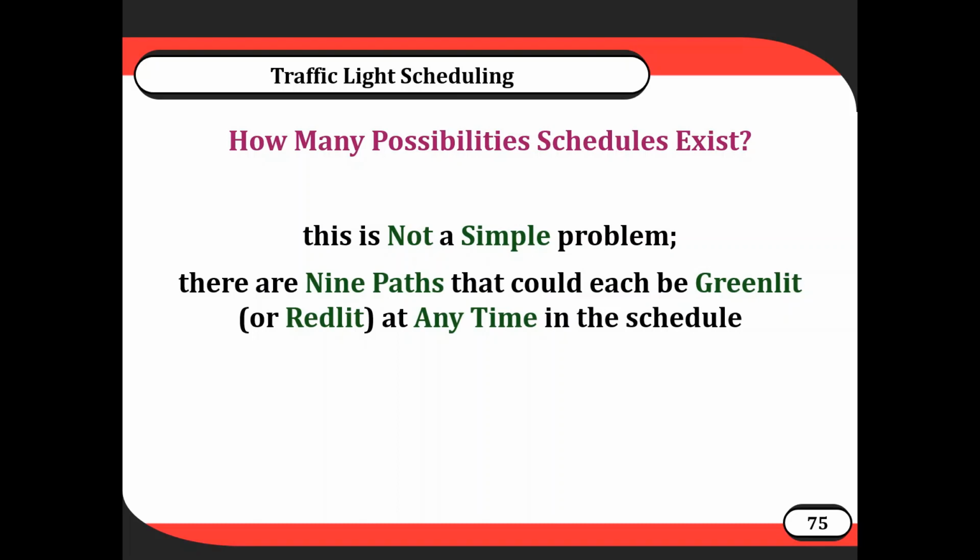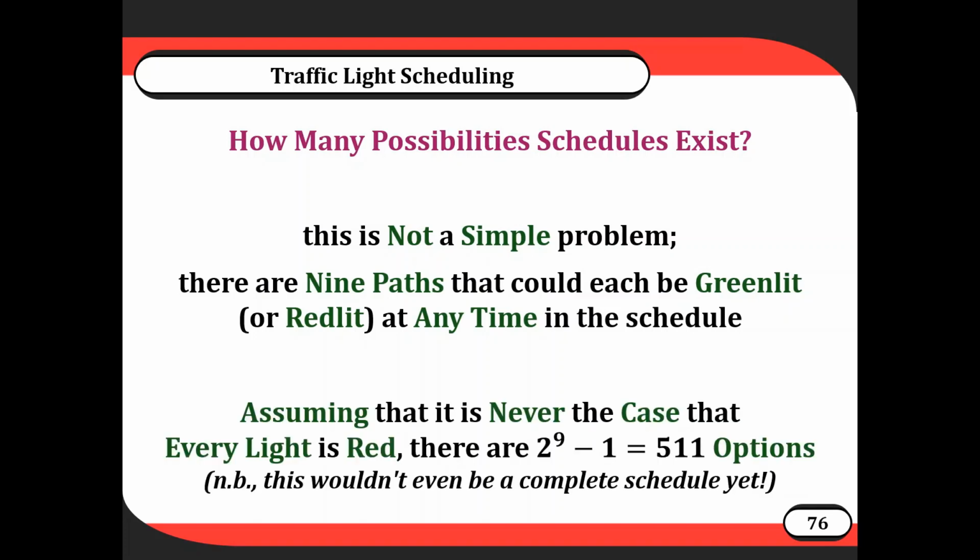There are 9 paths that could each be green lit or red lit at any time in the schedule. 9 paths, and each of them can have either a green light or a red light. So each of them can take on 2 values, the same as before when we talked about true and false. It's a binary value. It can be either red or green. Given that there are 9 paths, and each of those paths can take on any of 2 values, that means there are 2 to the 9 possibilities.